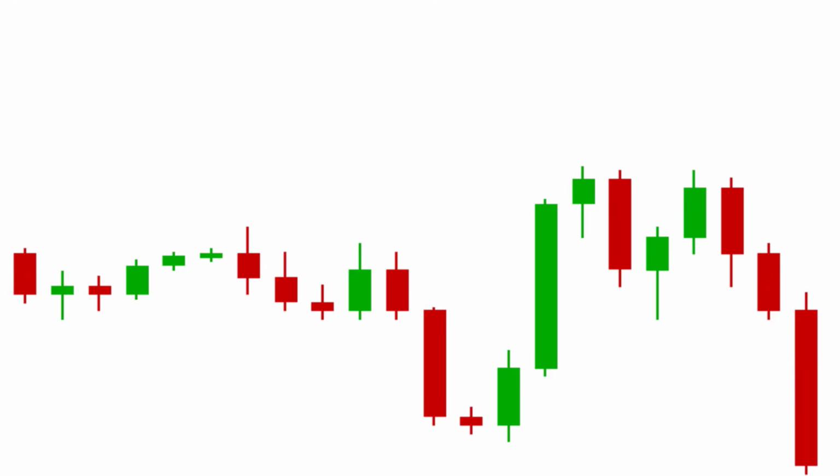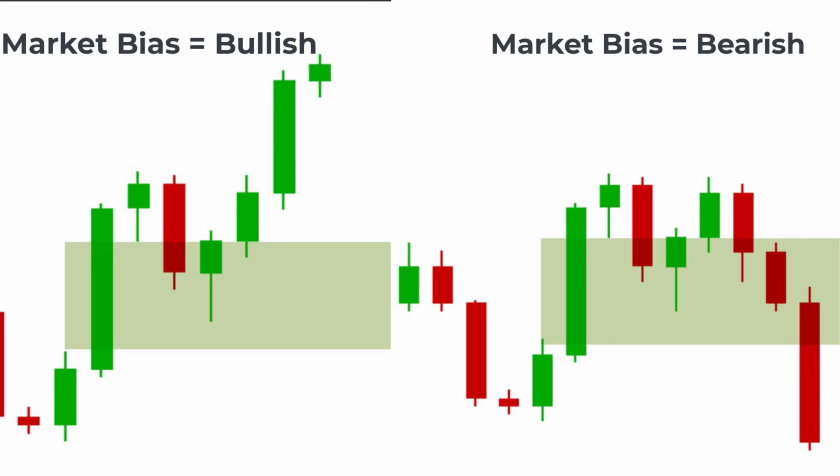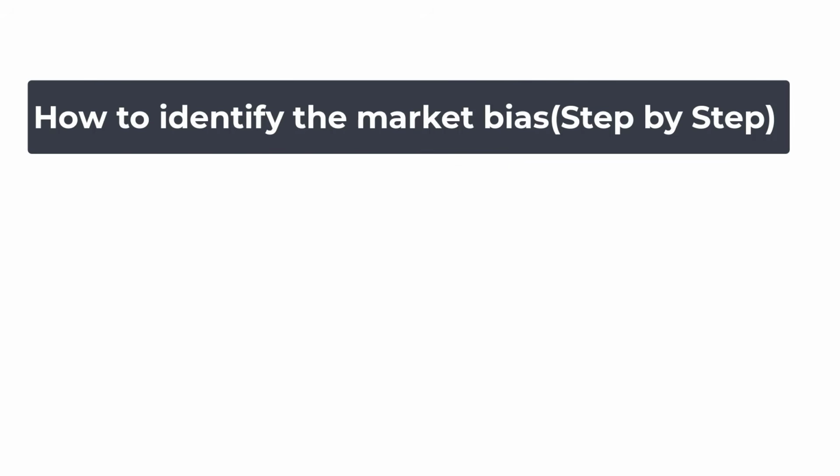The main reason is simple. You are not considering the overall market bias. For example, let's say you take an intraday long setup using the 15-minute and 5-minute charts. But if the market bias on the 4-hour and 1-hour charts is bearish, then the probability of that trade failing is much higher.